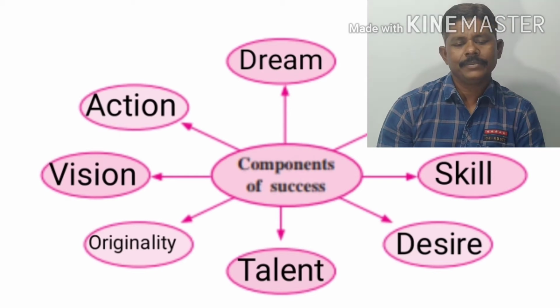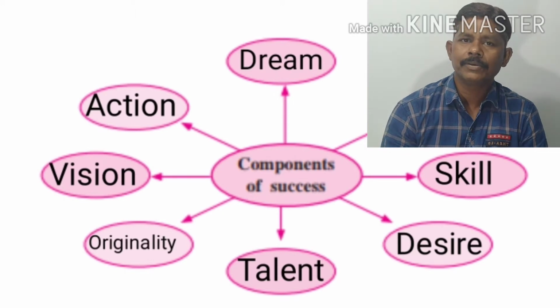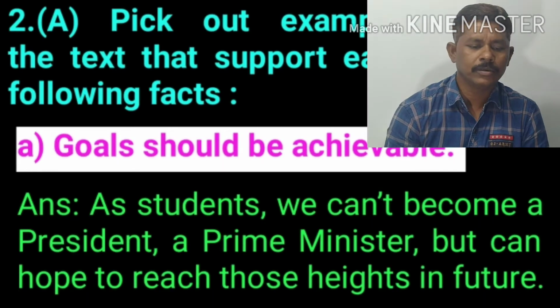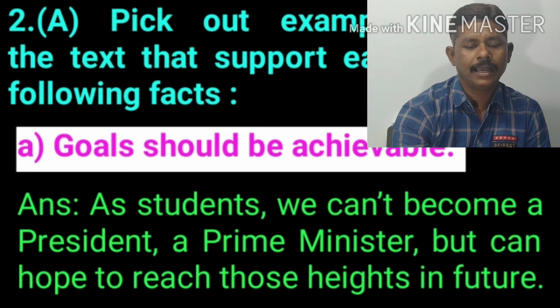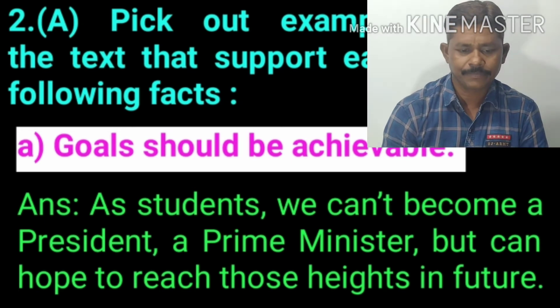Second activity, you are asked to write the examples given in the textbook. Pick out the examples from the text that support each of the following facts.